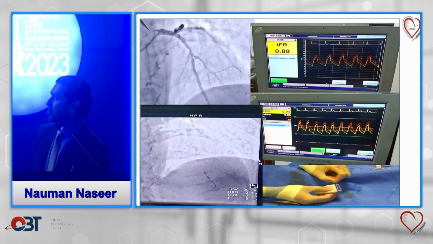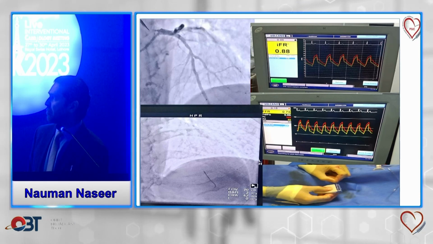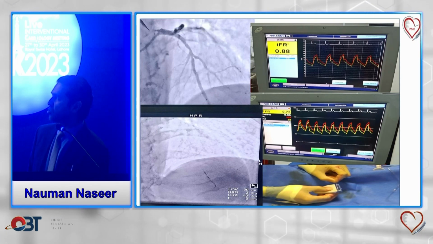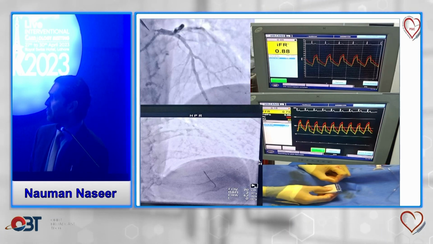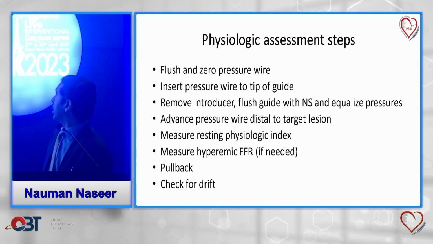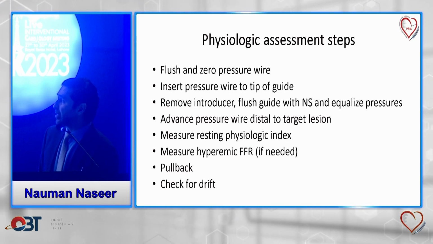Then, after that, you're going to cross the lesion with a wire, and then you can do your iFR, FFR measurements. This is a gentleman who kept coming back with equivocal chest pain. Stress test was non-diagnostic. We did an iFR, FFR. It was significant. We stented the LAD. So just going over the steps, just a reminder of the steps.